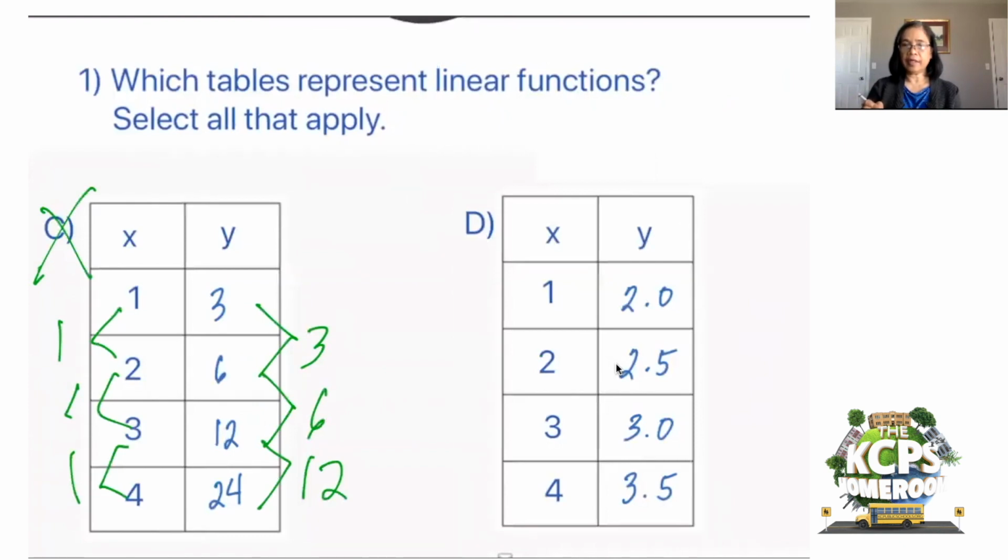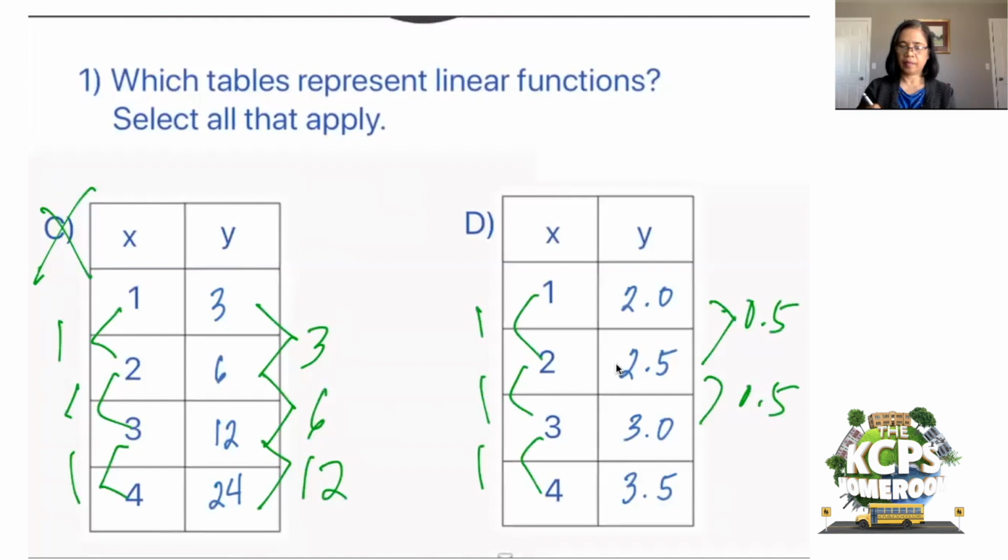Then for letter D, you try this first on your own. Check if this table represents a linear function. Okay, look at the intervals. Again, over equal intervals, will there be equal differences here? So we have 0.5 and 0.5. Okay, from 2 to 2.5, there is a difference of 0.5. So this is a linear function.